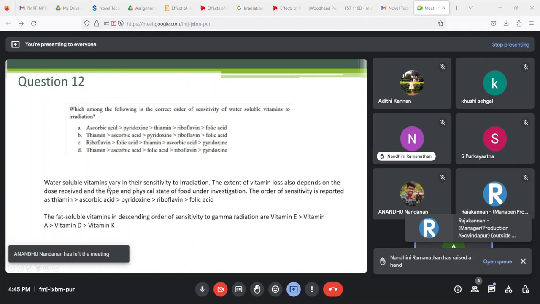In case of fat soluble vitamins, the sensitivity is that vitamin E is most sensitive, followed by A, then D, and then K. So the answer to this is option B. And fat soluble vitamins are more resistant than water soluble vitamins. Any doubts?